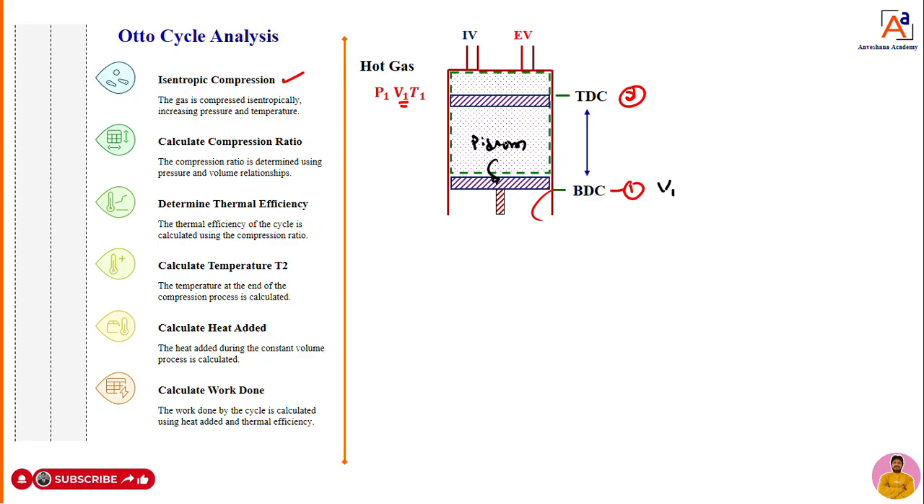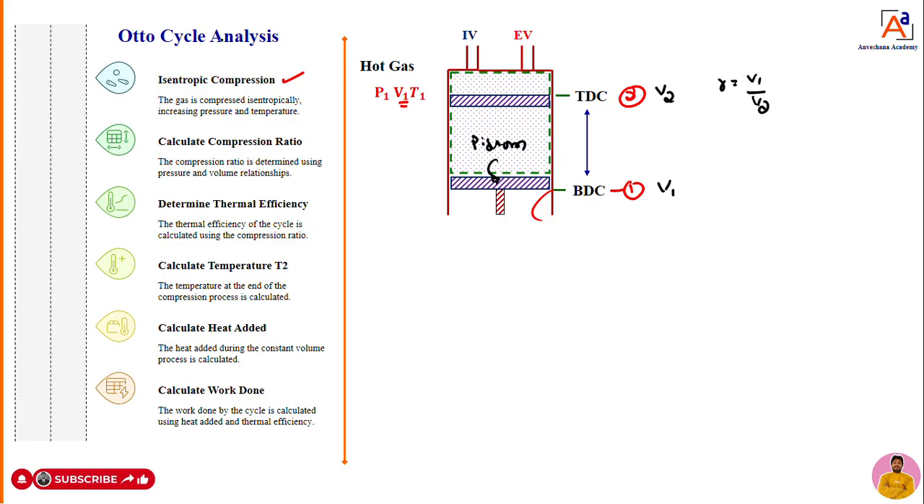When the air fuel mixture gets compressed, assume the piston reaches TDC, that means it attains point 2, and the volume becomes less. That compressed volume is V2. The volume of the gas at point 1 is V1, the volume of the air fuel mixture at point 2 is V2. What is the compression ratio now? We already know the compression ratio is V1 by V2, the volume of air fuel mixture at point 1 to the volume at point 2.